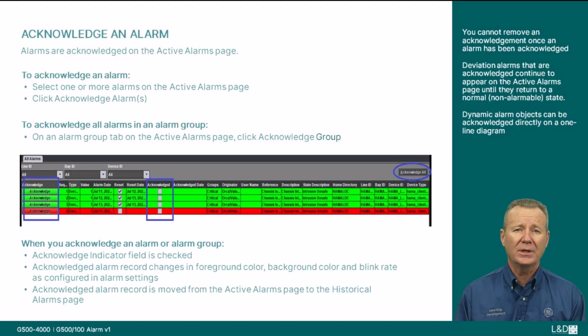Alarms are acknowledged on the Active Alarms page. You can manually acknowledge an individual alarm, selected alarms, or a group of alarms. On-update alarms are acknowledged automatically only if the ACT method is set to automatic.